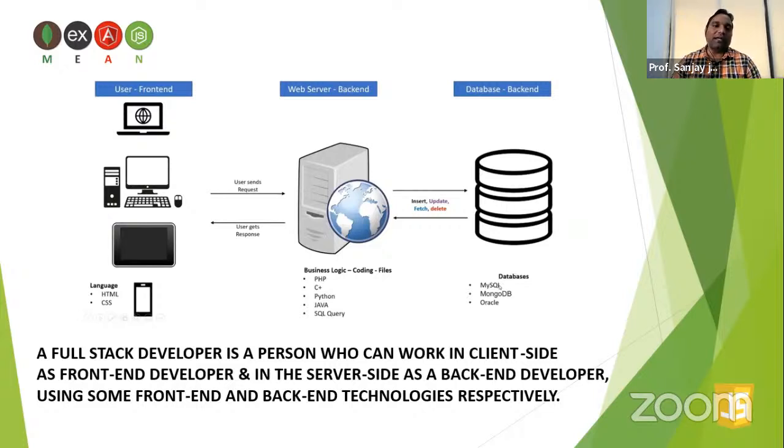Now, what comes in the front end? The word front means what you see in front of you. In the diagram in the front end, we have a laptop, a computer, a mobile, and a tab. These are all your front end, that is, from where you are going to use the application. Whenever you want to use any application, you use your mobile, your computer, your laptop, your tabs.